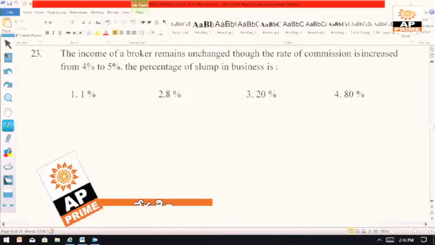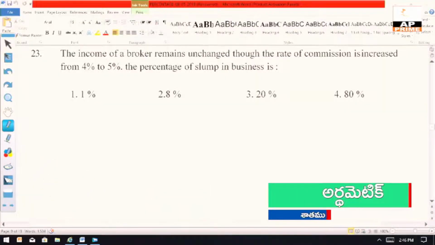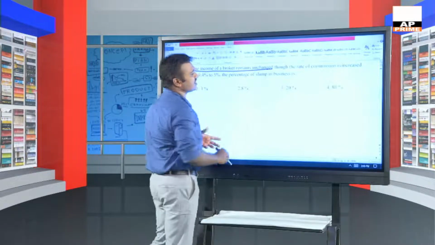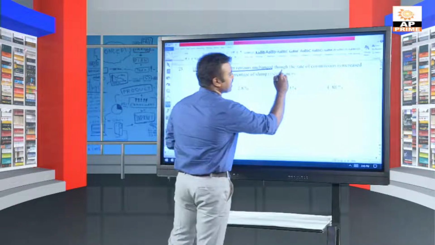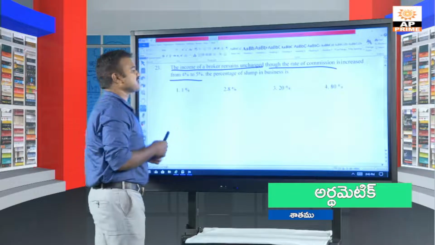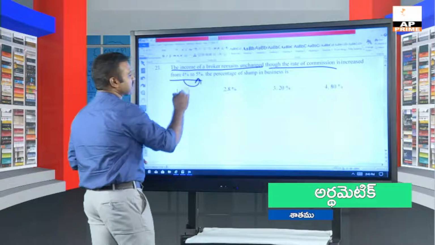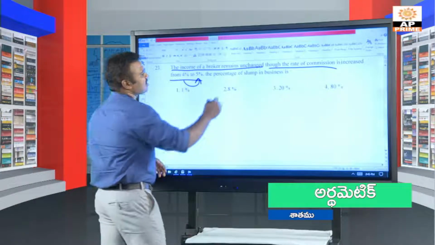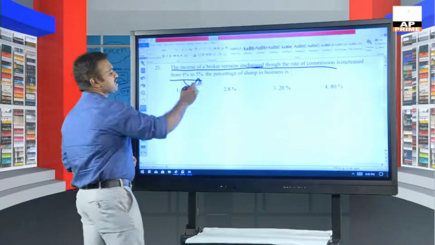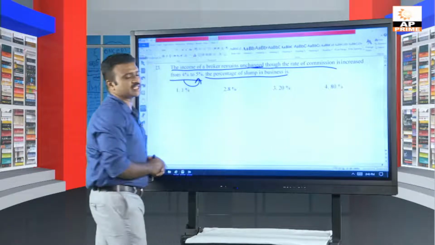The income of a broker remains unchanged though the rate of commission is increased from 4% to 5%. The percentage of slump in business is. The income of a broker remains unchanged. ఒక బ్రోకర్ ఉన్నాడండి, ఆ బ్రోకర్ ఇన్కమ్ అన్చేంజ్ అంటే చేంజ్ అవ్వలేదంట. ఎప్పుడు? ది రేట్ ఆఫ్ కమిషన్ ఈజ్ ఇంక్రీజ్డ్ ఫ్రమ్ 4% to 5%. వాడు కమిషన్ 4% నుంచి 5% ఇంక్రీజ్ చేశారంట. అయినా కానీ బ్రోకర్కి వచ్చే అమౌంట్ అనేది సేమ్ ఉందంట. అంటే వాట్ ఈజ్ ది పర్సంటేజ్ స్లంప్ ఇన్ బిజినెస్, అయితే పర్సంటేజ్ ఎంత బిజినెస్ తగ్గింది అన్నాడు.